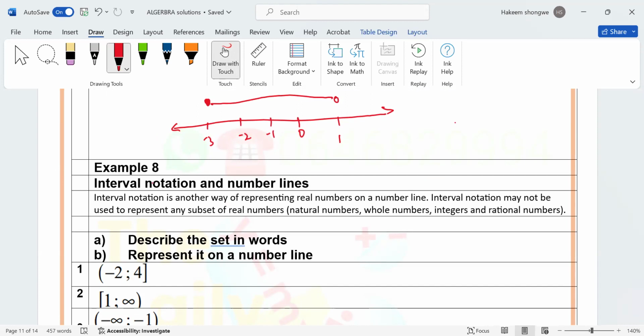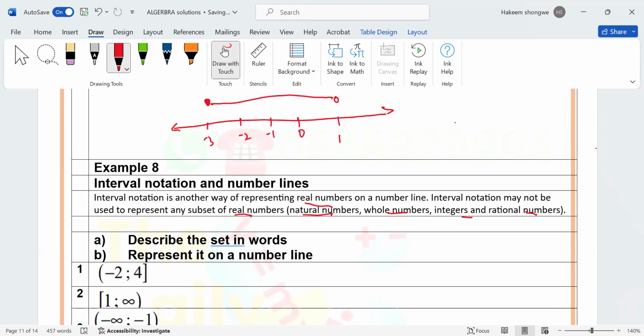Now, interval notation is another way to represent real numbers. It may only be used for real numbers. It doesn't work for natural numbers, whole numbers, integers, and rational numbers. Interval notation only works for real numbers. So we can't use interval notation to represent your integers.